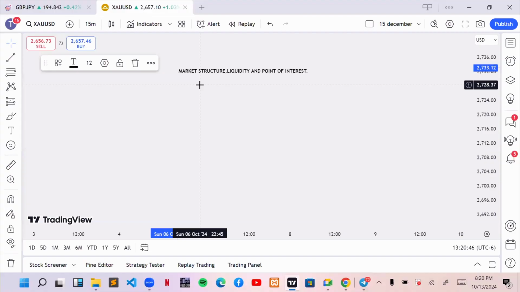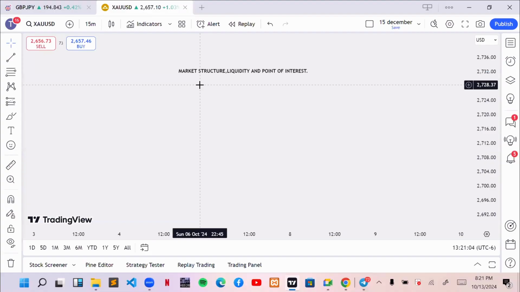I will take one point of interest in this class, that is order blocks. Then in the next class, I will take breaker blocks and order blocks, differentiating between the two of them and knowing when to use the order block and knowing when to use the breaker block.